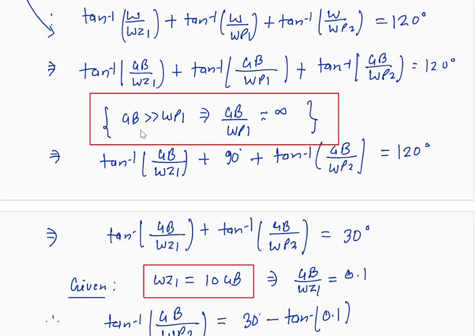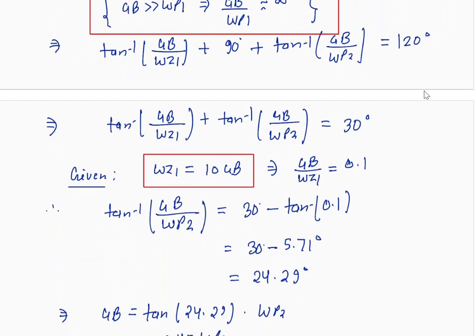I am using the condition that the gain bandwidth is much higher than the first pole location, so the ratio will be nearly infinite. So the phase shift will become tan inverse of gain bandwidth by omega z1, plus this term which will become 90 degrees because of the infinite ratio, so the phase shift contributed by this term will be 90 degrees. The rest of the terms are the same. Now from here you will get this term.